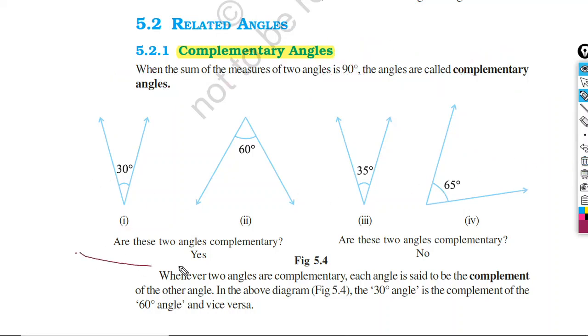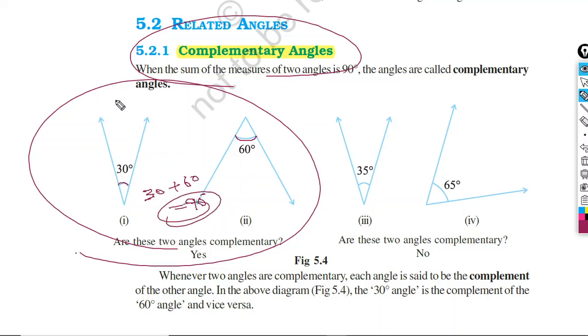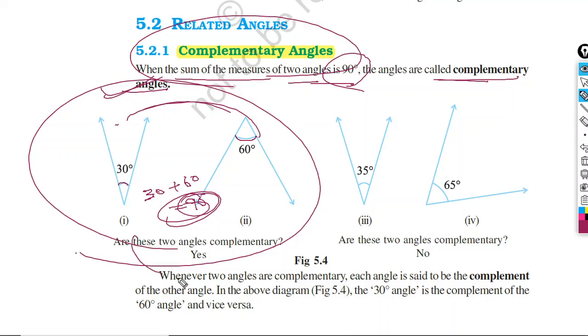Here you can see two angles. The first angle is 30 degrees, and another angle is 60 degrees. Now can we call them complementary angles? Here you see 30 plus 60 is equal to 90. What was our definition? When the sum of the measure of two angles is 90 degrees, the angles are called complementary angles. Now 30 plus 60 is 90. That means we can call these two angles complementary angles.